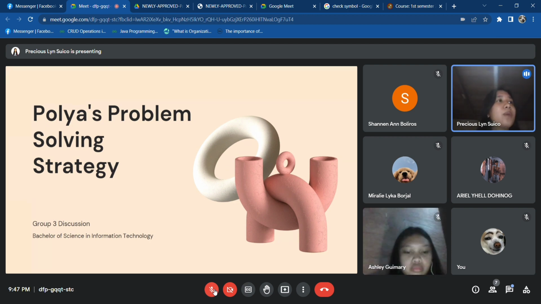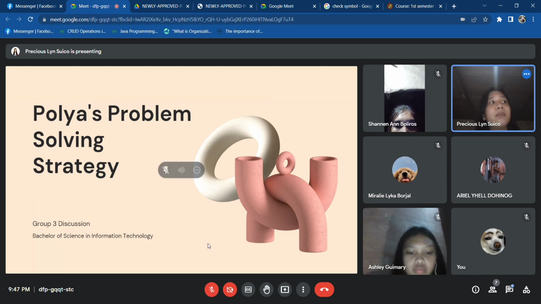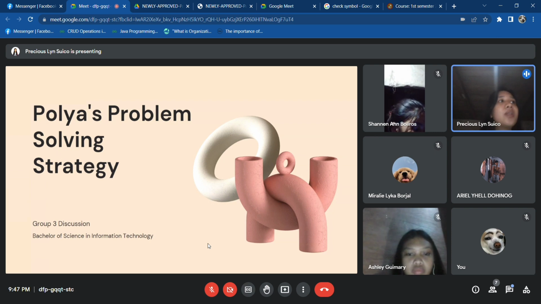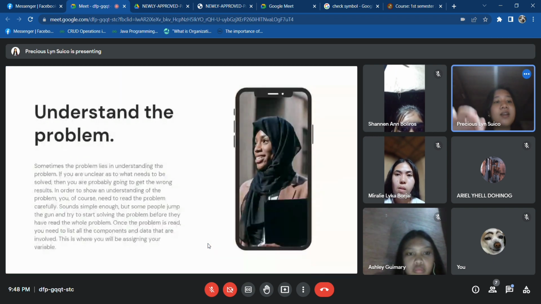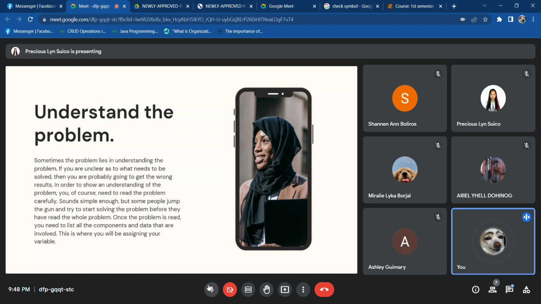The Polya's problem-solving strategy has 4 steps to follow in order to solve a problem. Same with in programming, there are also 4 basic steps to follow to start the program. So the first step in Polya's strategy is understand the problem. In programming, we also have the problem definition that we need to understand before planning. You cannot start a program if you can't understand or identify the problem.